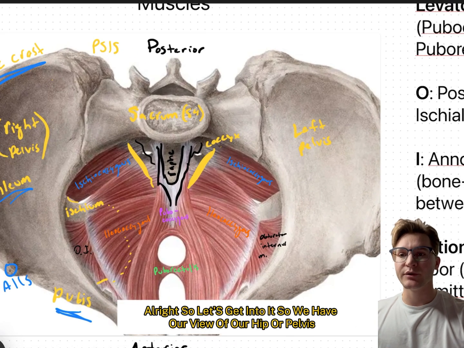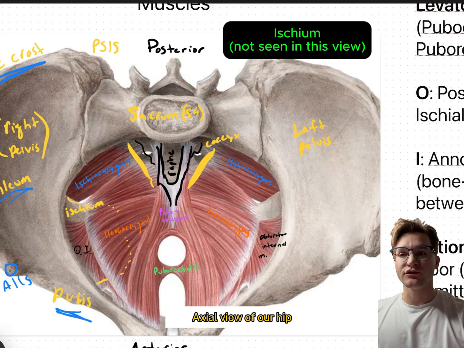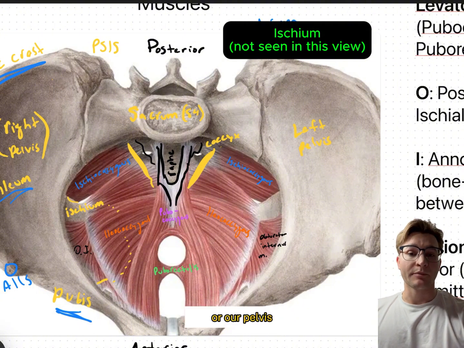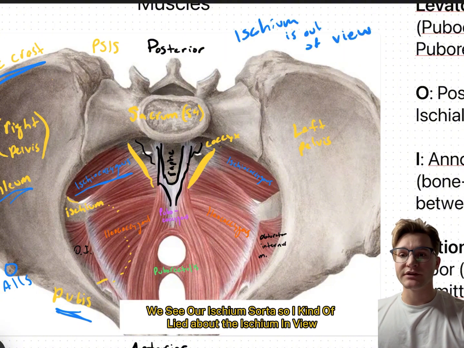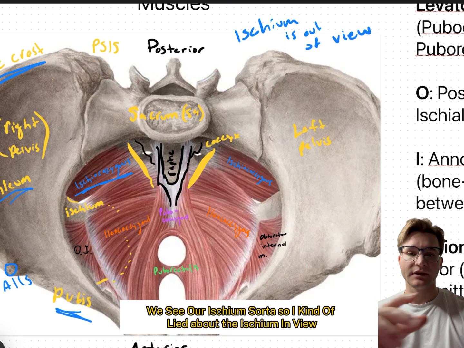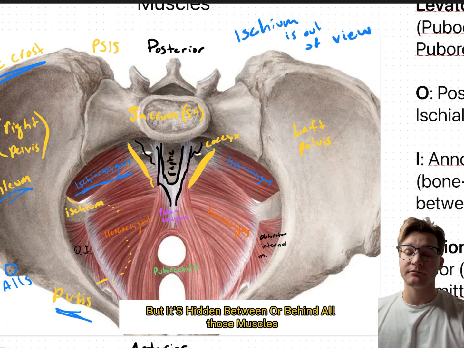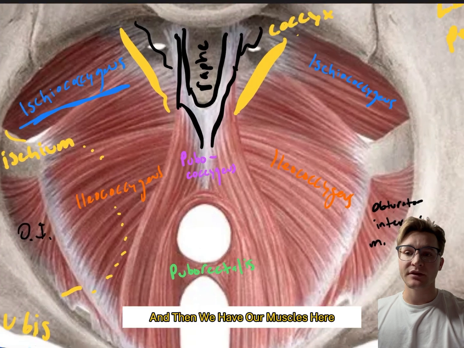All right, so let's get into it. So we have our axial view of our hip, or our pelvis. We see our sacrum there. We see our ischium, sort of. So I kind of lied. Ischium is in view, but it's hidden behind all these muscles. And then we have our muscles here.